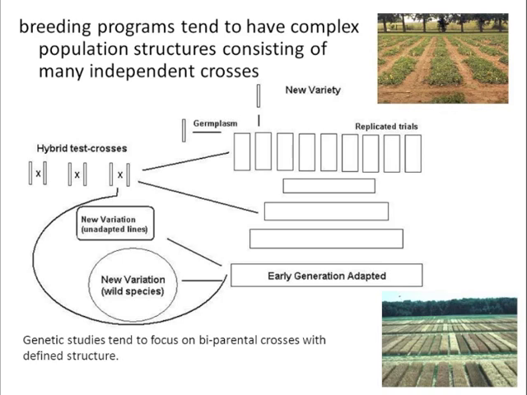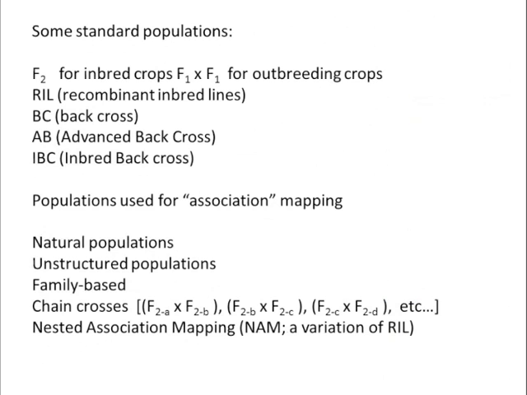But in the context of a breeding program, most programs have population structures that consist of many independent crosses. And I think the lesson that we can learn from association mapping is that we do in fact have tools where we can start thinking about linking markers to traits, not in the context of a single biparental population, but in a more complex population. I'm just going to run through some of the standard populations and then some of the populations that are now being used for what can loosely be called association mapping.